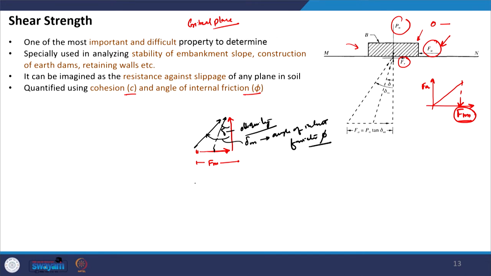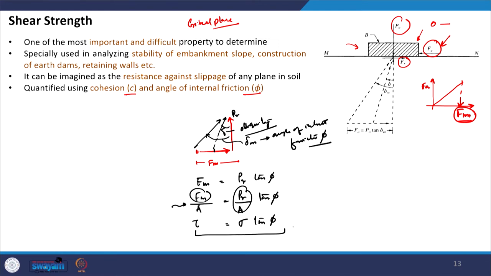If you see this force diagram, using it we can write that Fm is equal to the normal reaction force Pn times tan phi. If I divide Fm by the cross sectional area A, and similarly do the same on the right hand side, what do I get? Fm by A, which is the tangential force per unit area, is the shear stress, and it is equal to the normal stress times tan phi. So, this is the relationship between shear strength and the normal stress, and it includes the value of the angle of internal friction.